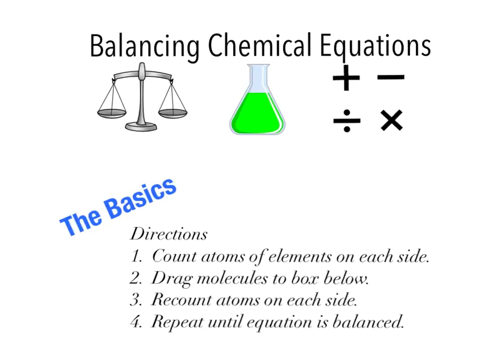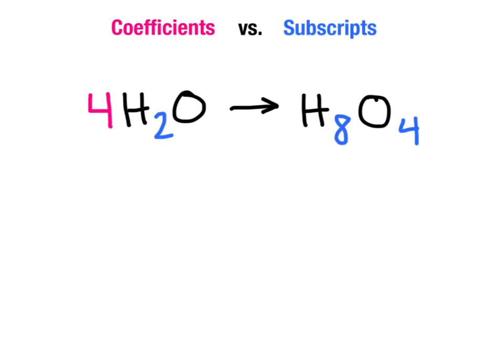But the directions for what we're doing in this presentation are 1, count the atoms of the elements on each side, then 2, drag the molecules to the box below, 3, recount the atoms on each side, and then 4, repeat until the equation is balanced. And then, like I said, we'll go over the mathematical ways to do it as well.